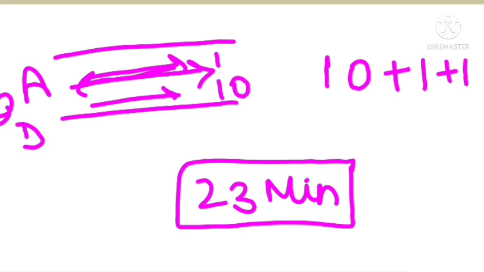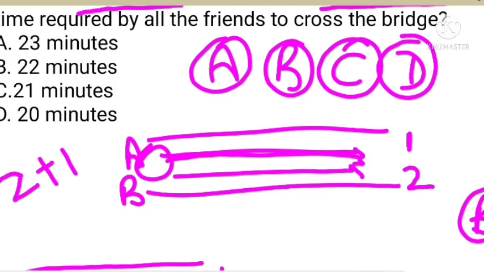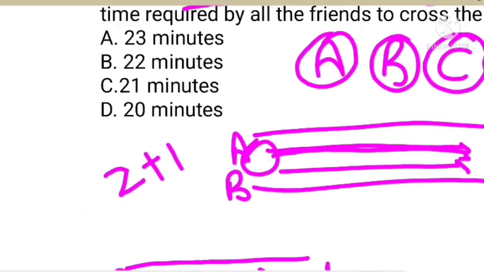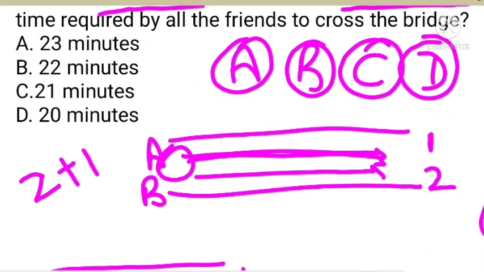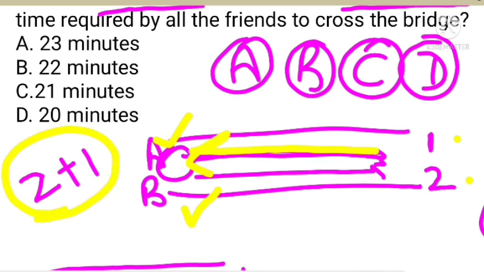So let us see again how we have solved this. At first, there were four friends A, B, C, and D. First of all, A and B cross the bridge, and A took 1 minute, B took 2 minutes. They both have to move with the speed of the slower person, so they both took 2 minutes to cross the bridge, and A took 1 more minute because he has to return to the starting point. So the total time taken is 2 plus 1 means 3 minutes.